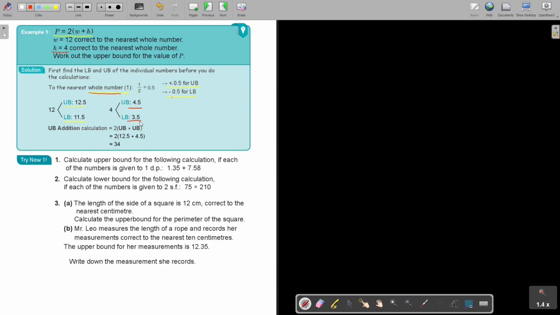Okay, now remember, this number 2 is almost like a constant. It's not approximated. So it's very important that you just leave that 2, which I did there.